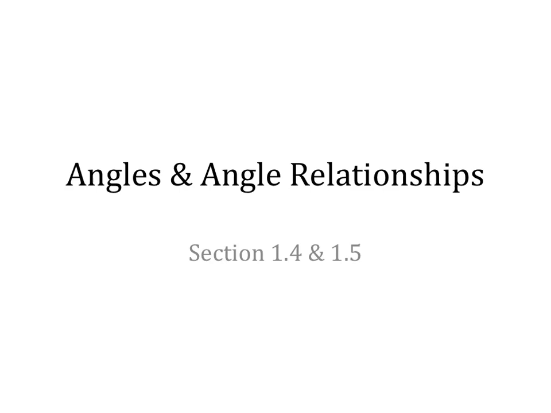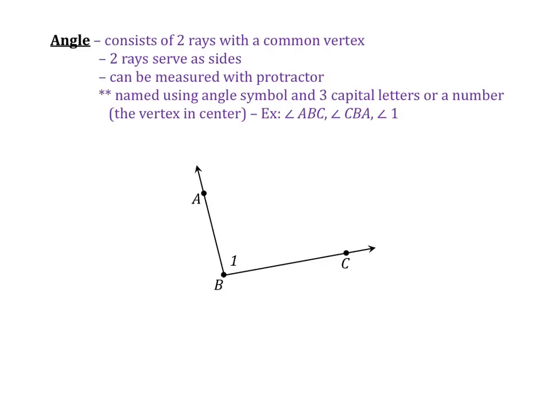Hello again. Next we're getting started on angles and angle relationships. An angle consists of two rays with a common vertex. The rays are the sides of the angle, and then the vertex is where those two rays meet. And we measure angles using protractors.